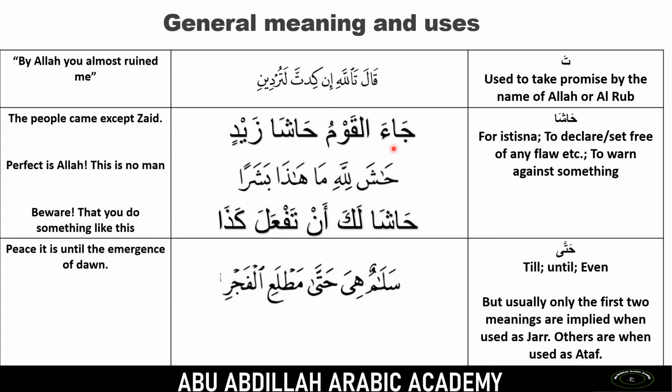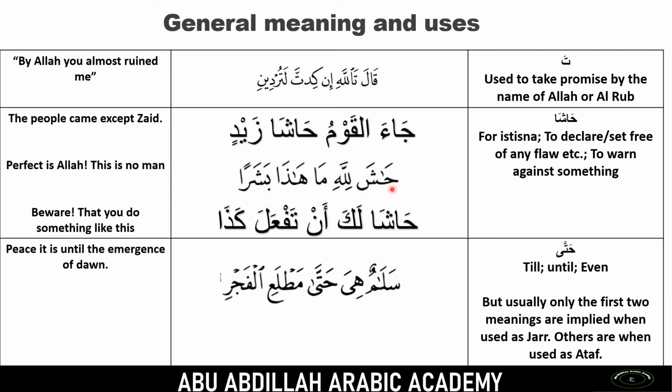So in the first example that I have, it says ja al qawmu hasha zaidin. So here hasha is used for istithna. So the meaning of this would be ja al qawmu, that is the people came, hasha zaidin, except Zaid. So here again hasha is used for istithna or exception.